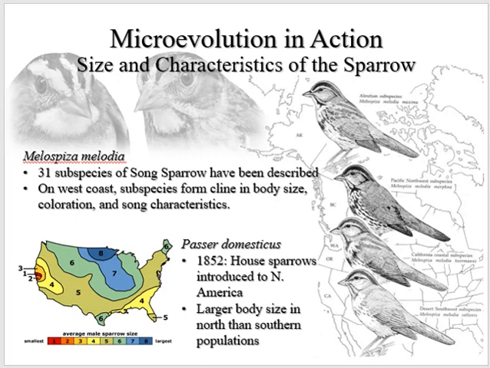So likely the cold weather that's observed in northernmost areas or more northern regions, likely that's selecting for these larger bodied individuals. Song sparrows also are another great example of microevolution.